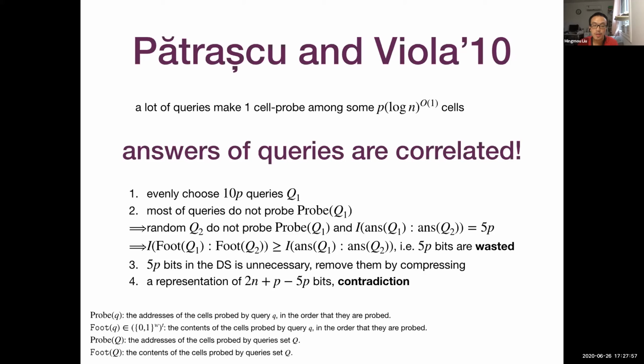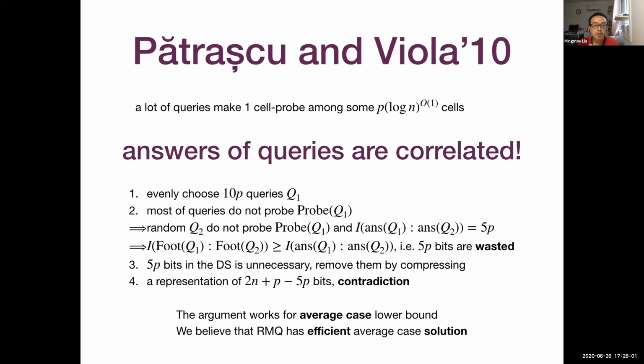Unfortunately, the argument of Pătraşcu and Viola doesn't work for RMQ, because their argument works for the average case lower bound, but we believe that RMQ has an efficient average case solution.